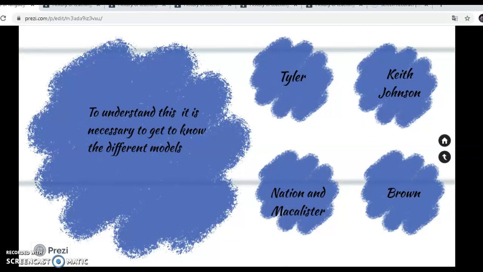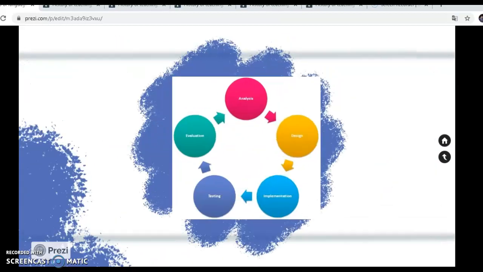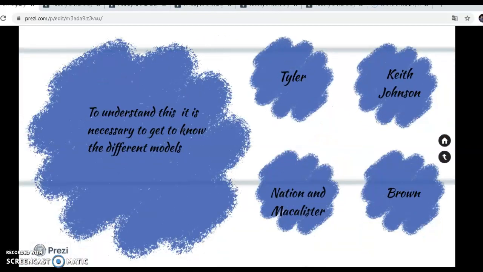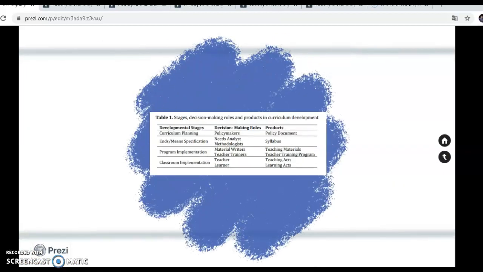To understand this, it is necessary to get to know the different models. For example, Tyler proposes a holistic model based on analysis, design, implementation, testing, and evaluation. Kate Johnson proposes the stages, decision-making roles and products in curriculum development. The developmental stages are curriculum planning, decision-making roles, policymakers, and the product's policy document.